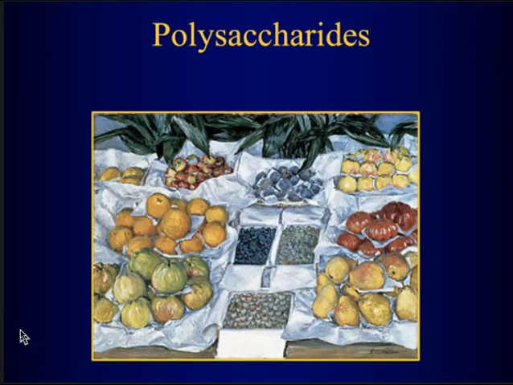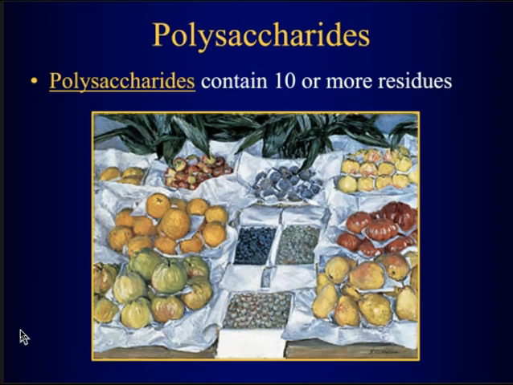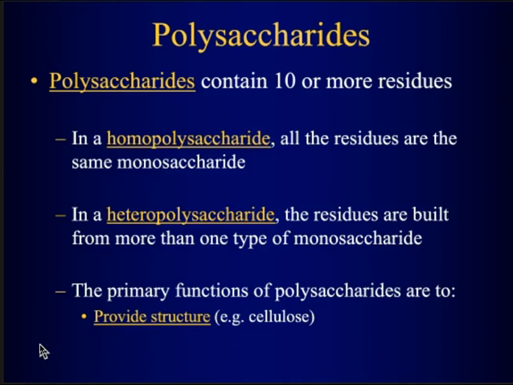All right, what about our polysaccharides now? We said polysaccharides contain 10 or more residues of those sugars. There are two types of polysaccharides that we're going to look at. Homopolysaccharides, in which all of the residues are the exact same monosaccharide, and heteropolysaccharides, which are built from more than one type of monosaccharide.